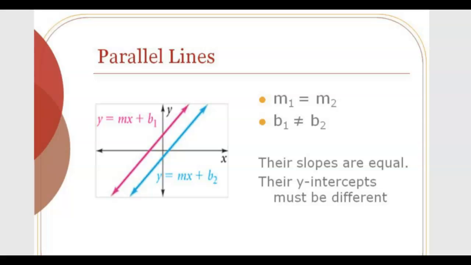Lines are parallel if their slopes are the same, but their y-intercepts are different. They have the same slope, but different y-intercepts.